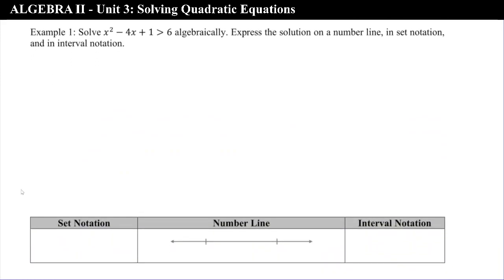We want to solve x squared minus 4x plus 1 is greater than 6 algebraically, and then we'll express the solution on a number line, in set notation, and in interval notation. So first thing we have to do is set our related equation. Simply take the greater than sign and replace it with an equals, because we're interested in finding out what our x-intercepts are. So we're going to subtract 6 from each side to get it completely in standard form. And so that gives us x squared minus 4x minus 5 equals 0.